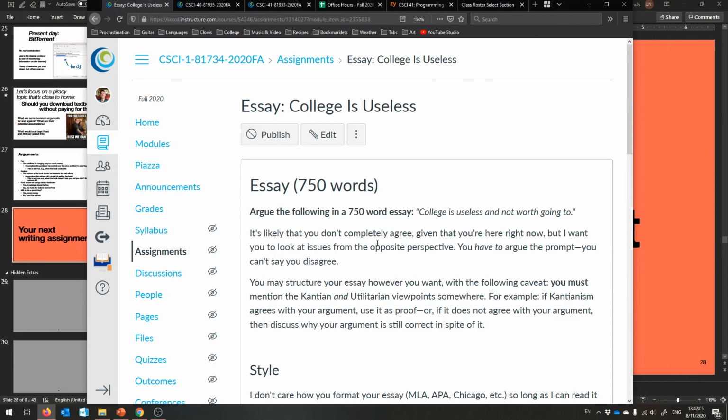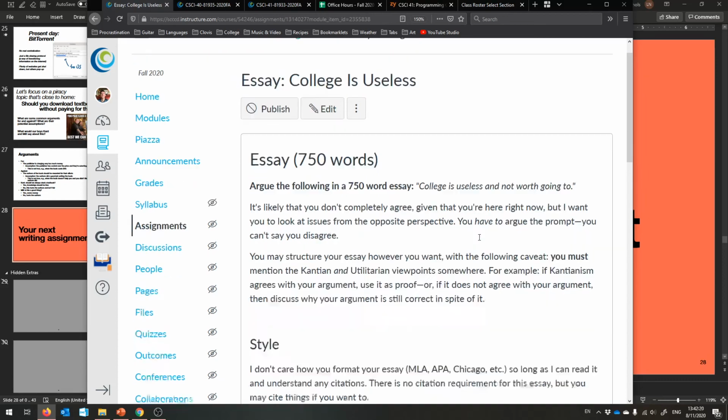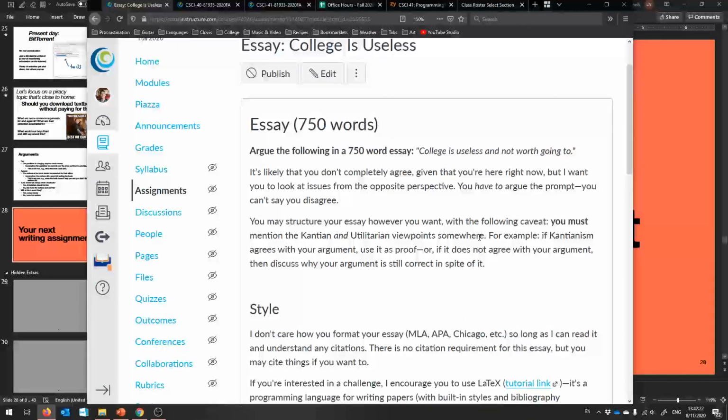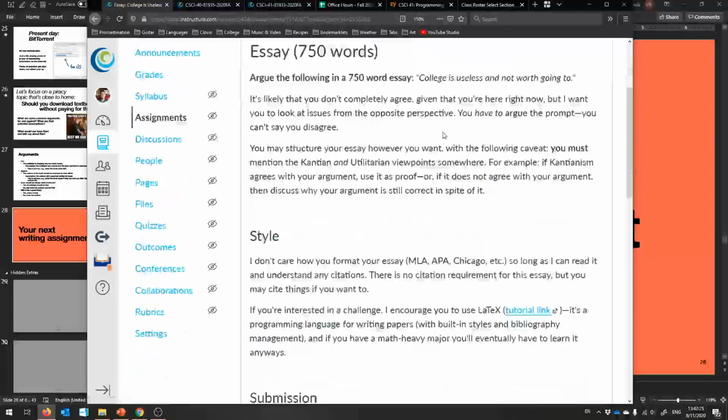So you can write this essay however you feel like it, but you need to mention Kant and Mill and write about their viewpoints somewhere. So I'll give you a short example of that. And yeah, so I hope this is enjoyable. There's no right answer. I'm gonna enjoy reading these to see your arguments and what you're thinking.